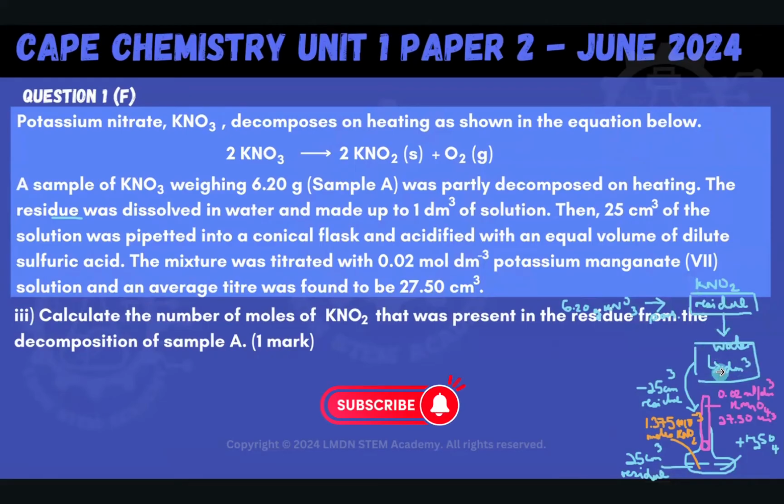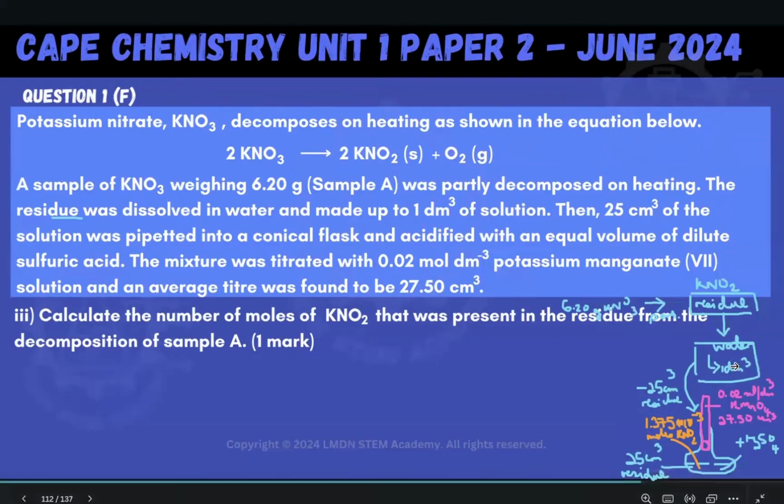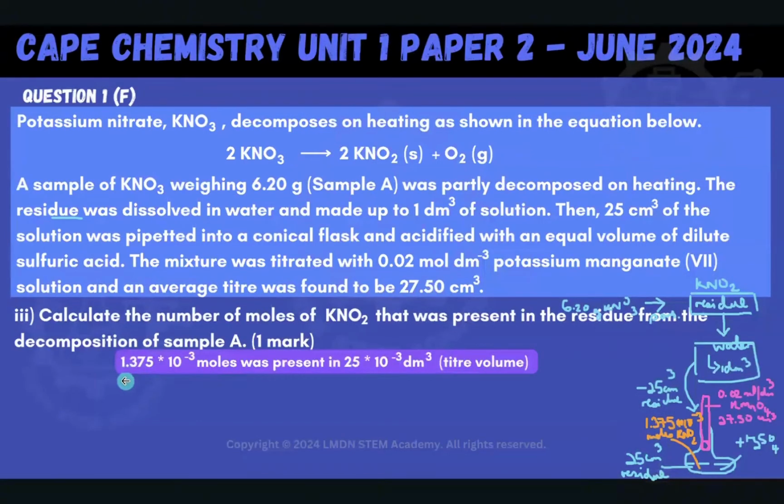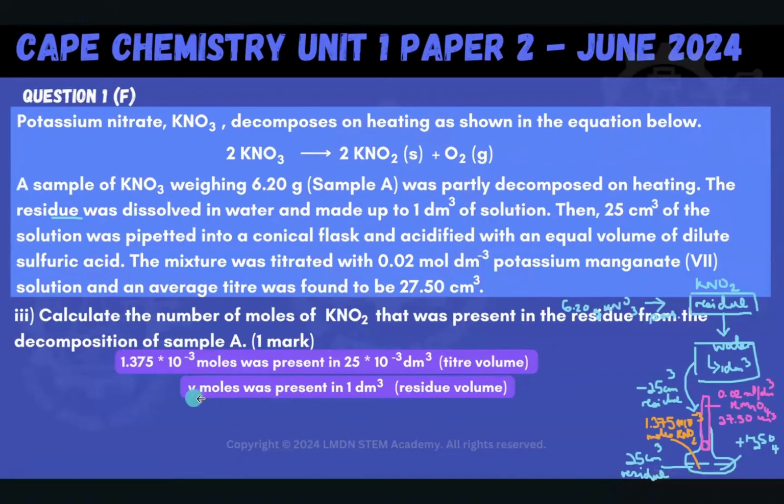And so now the question is asking, how much was actually coming from the whole sample? How much was actually in the 1 dm cube? To do that, we can just use some ratio. If I know how much is in 25, I can find how much is in 1,000 cm cube, aka 1 dm cube. So 1.375 times 10 to the minus 3 moles was present in 25 times 10 to the minus 3 dm cube. So I need to say, Y moles would have been present in the 1 dm cube, or the original stock solution, the total residue volume.